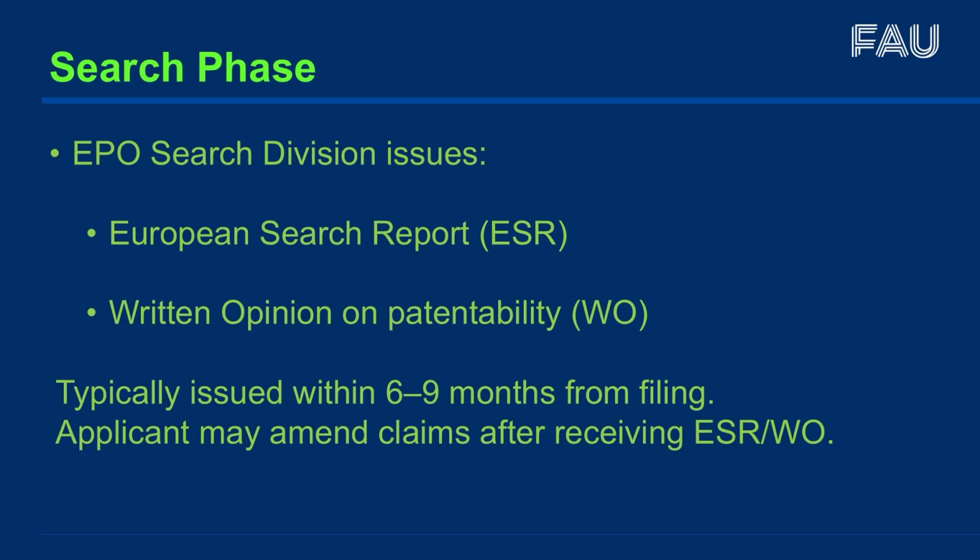The outcome is the European Search Report, which is accompanied by a written opinion on patentability. Together, these documents give an early indication of how strong the invention might be in terms of novelty and inventive step. The search report is usually issued about 6 to 9 months after filing. Once the applicant receives it, they may already decide to amend their claims before the actual examination procedure starts.